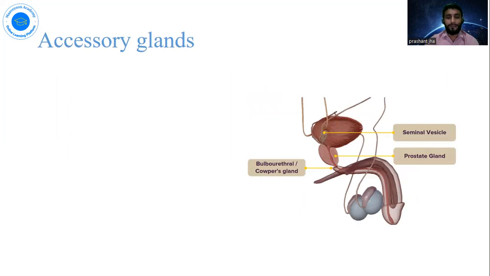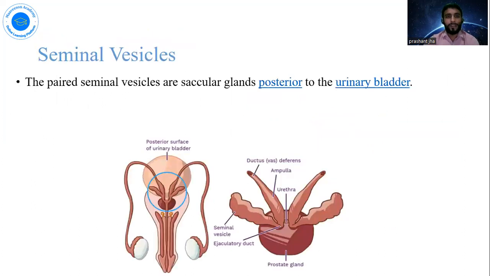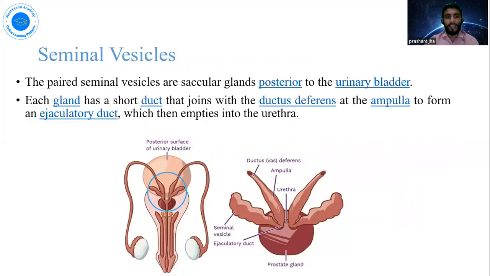Next is the accessory glands. The accessory glands of the male reproductive system include the seminal vesicles, prostate gland, and bulbourethral gland. The glands secrete fluids that enter the urethra. The paired seminal vesicles are saccular glands posterior to the urinary bladder. Each gland has a short duct that joins with the ductus deferens at the ampulla to form an ejaculatory duct, which then empties into the urethra.